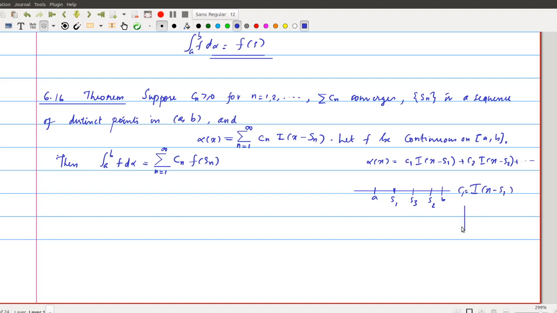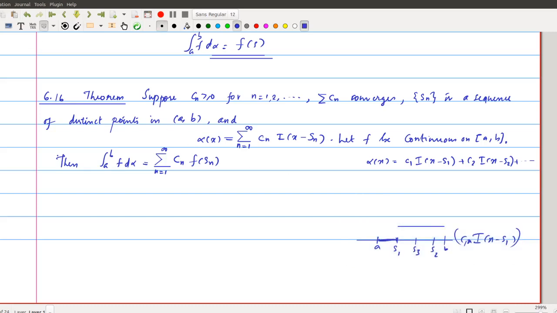What is the graph of this? This will be like this up to this point. I will write it here itself. So what is c1 times this I of x minus s1? Okay, I of x minus s1 is like this. At the point s1 we have the value 0. After this we have 1, and if we consider this function, after this point s1 we have c1 times 1. So that will be like this. This will be the graph of c1 times I of x minus s1. Okay, so this is the graph. I will put it here.